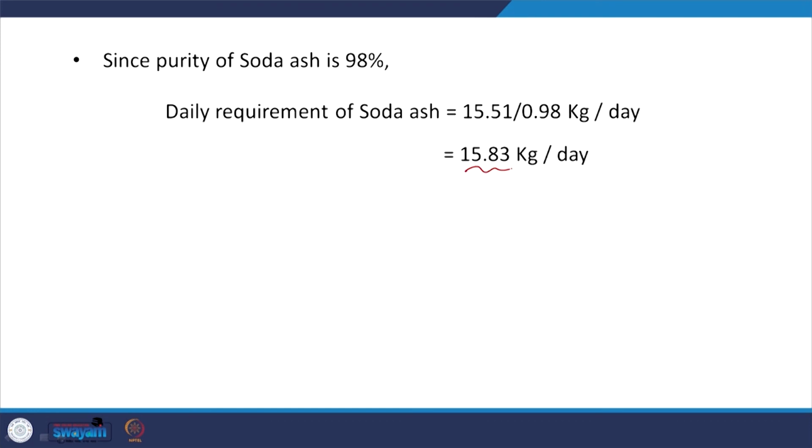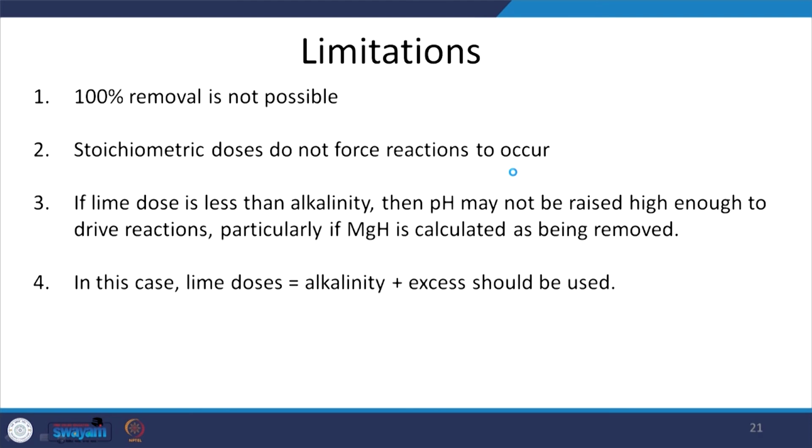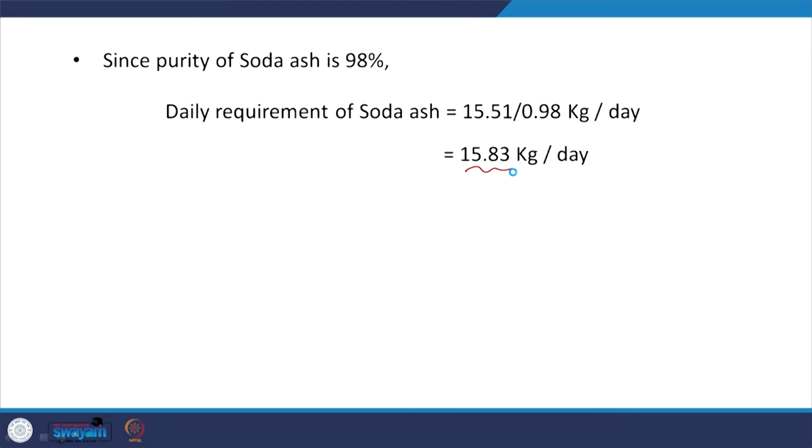I'll now need to add 15, or 16 kgs per day, let's say. Keep in mind that in both these cases, we haven't looked at adding the excess, but without adding the excess, you will never be able to get that particular precipitation going. So that's something to keep in mind. If the question does not ask for excess, you can always write a rider that excess has to be added.